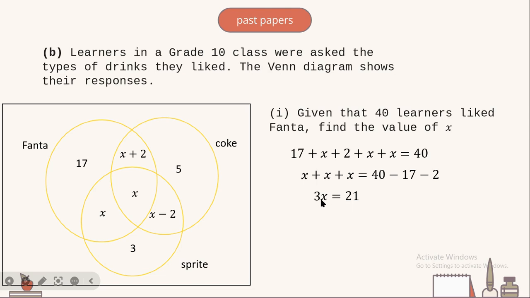So now we've reached a point where we have to make x the subject of the formula. So we will divide both sides by 3. So 3 into 3x, we will be left with x, and 3 into 21, it is what? 7. So the value of x is what? 7.